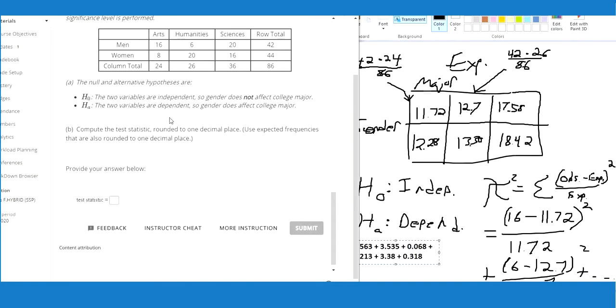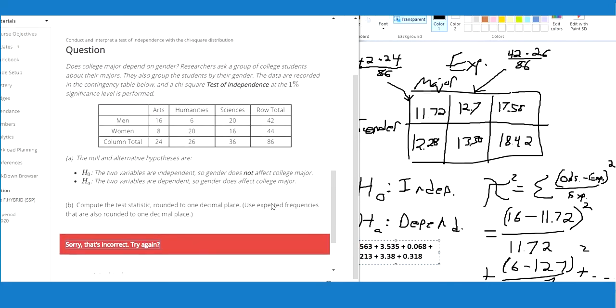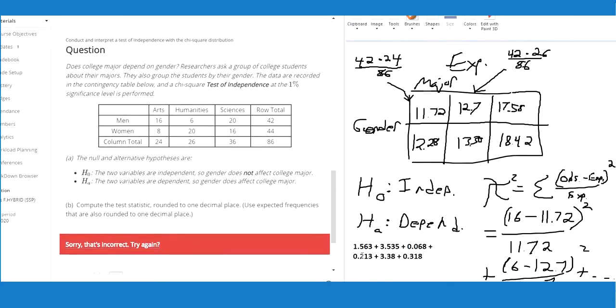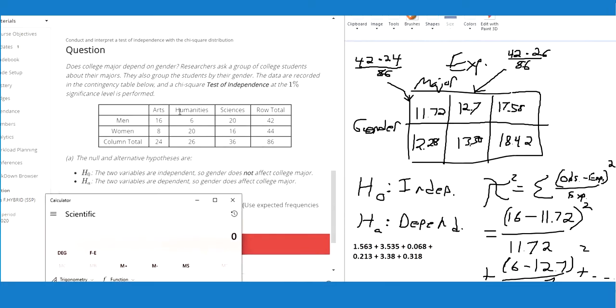Got 9.077, so 9.07, we're going to round to 9.1. Cross our fingers. Oh no, what did I get wrong? Gotta check each. I mean, maybe by looking at it we'll be able to tell. I think men in the arts, I think I might have got that very first. No, I don't know.